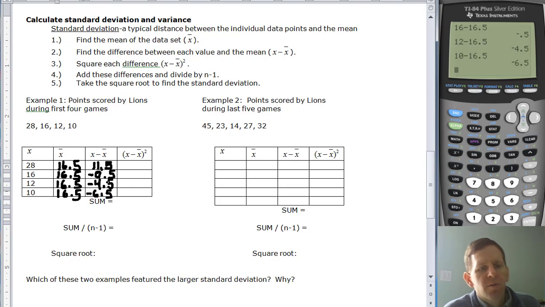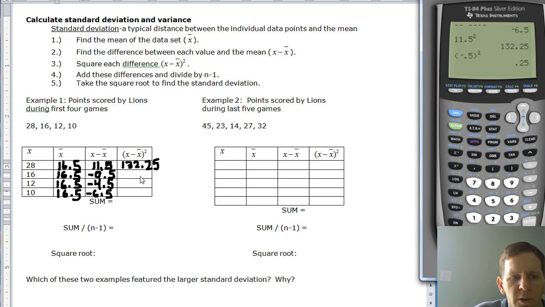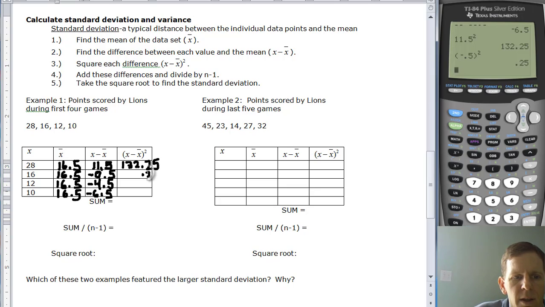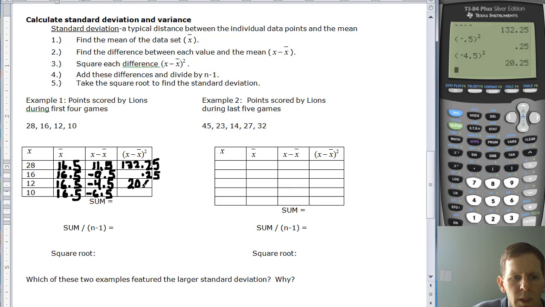Third step, we're going to square each difference. So what we're going to do is take the numbers in the third column and square them. Again, do not round your answer. Remember, if you're squaring a negative number, be sure to put the number that's negative in parentheses before you square it. Your answer squared should never be negative. Your answer here should always be either 0 or a positive number. Again, make sure that you put negative 4.5 in parentheses. And again, we put negative 6.5 in parentheses before we square it.